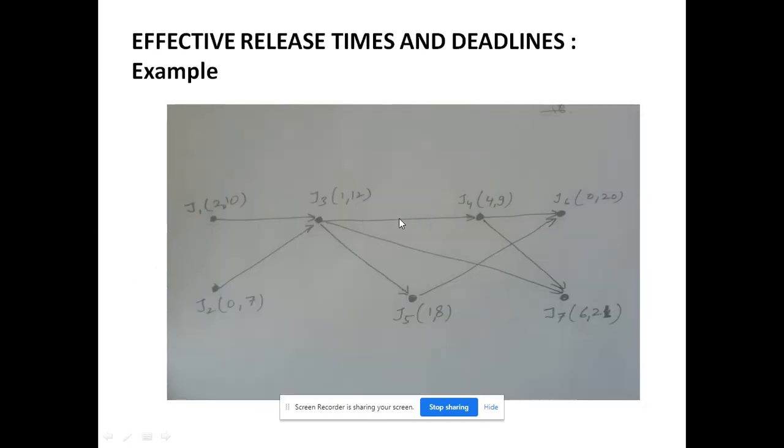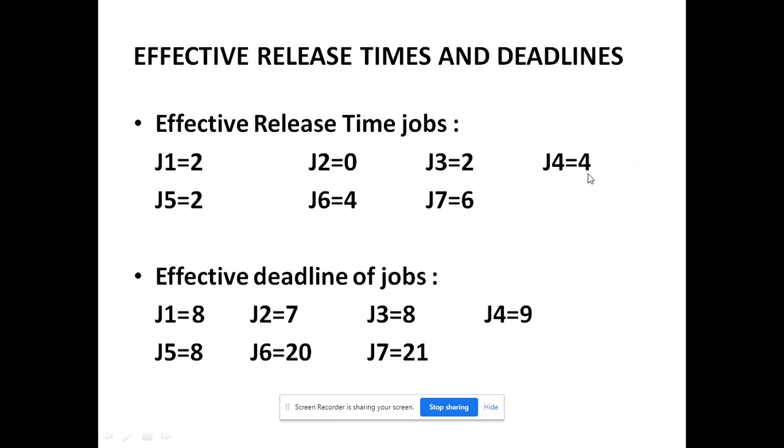Now for J4, which has only one predecessor. This is J3. The given release time of J4 is 4 and the effective release time of J3 is 2. So the effective release time of J4 is 4, that is the maximum value among the given release time of J4 and the effective release time of J3. So the effective release time of J4 is 4.